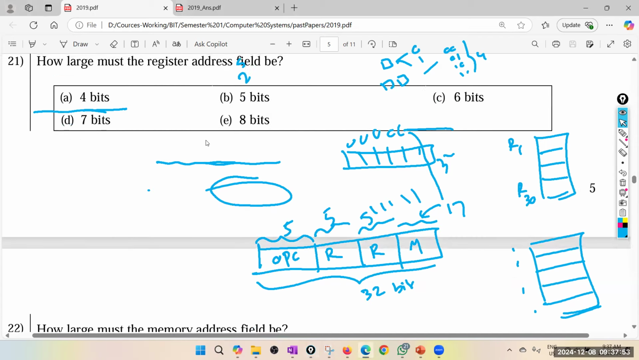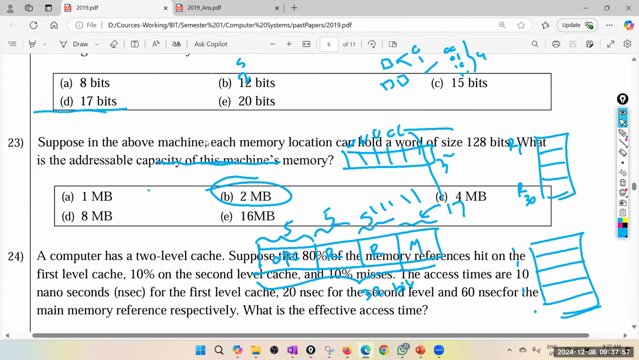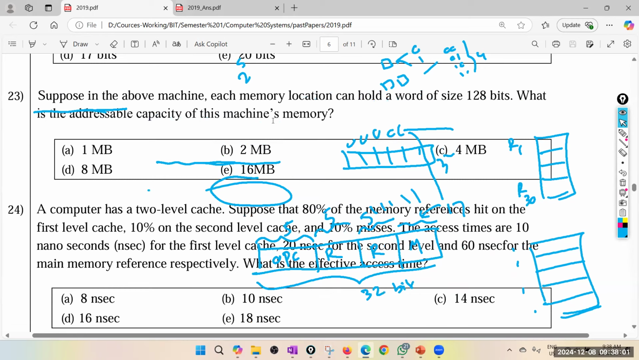Is 23 also related to this? Yes, 23 is also related to this. And the 23rd question: suppose in the above machine, each memory location can hold a word size of 128 bits. Word size. Remember we discussed about word size?